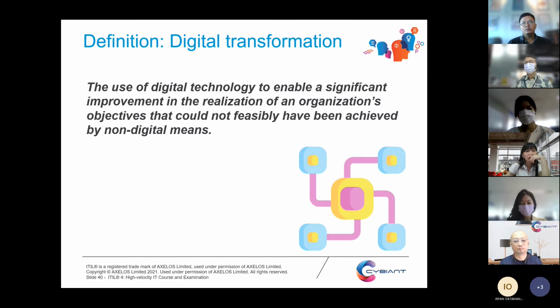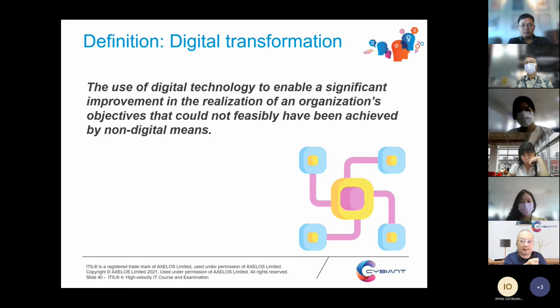Improvement in the realization of objective. So we have to actually transform, change the way we do things. That's a digital transformation. Again, be very careful about digital transformation. It's not just using technology only. We actually have to also change the employees' mindset. That means the team members' mindset. Also enable them with the right skill sets to operate in a digital kind of environment.